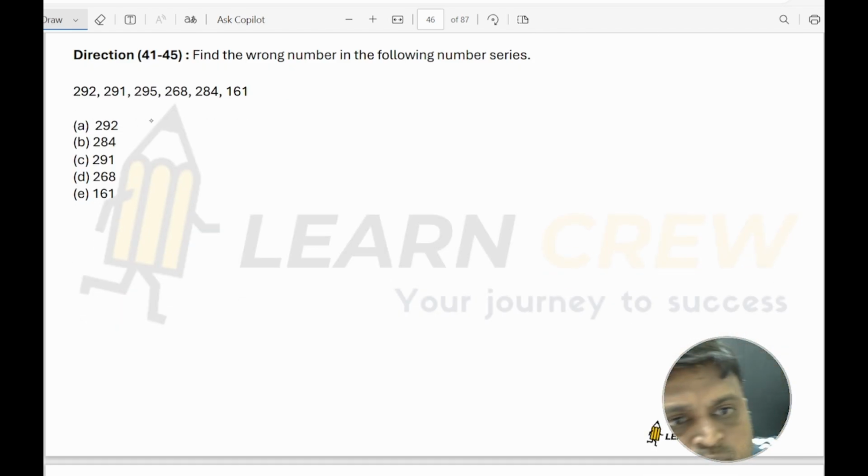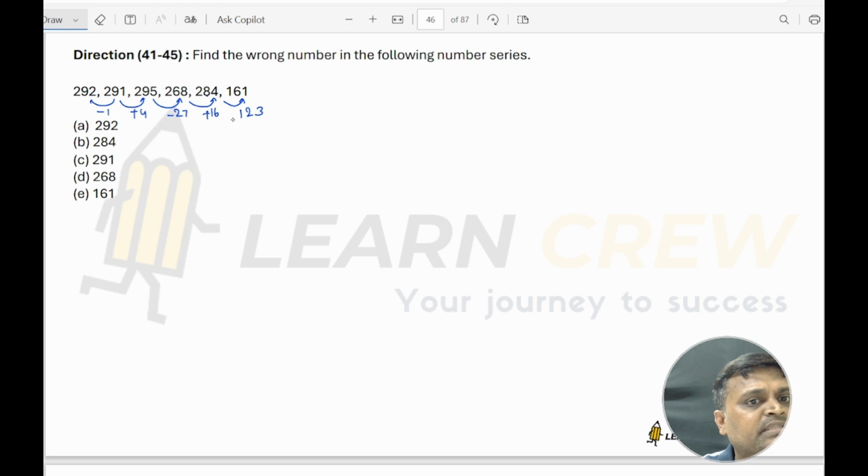292, 291, 295, 268, 284, 161. If you see here, it is minus 1. Here it is plus 4. Here it is minus 27. Here it is plus 16. Here it is how much? 4 minus 1, 3. 8 minus 6, 2. 2 minus 1, 1.